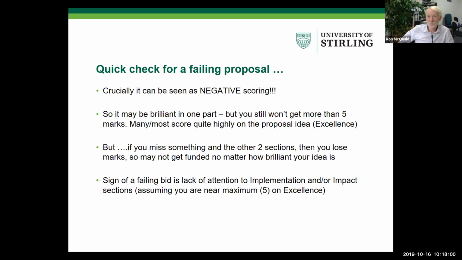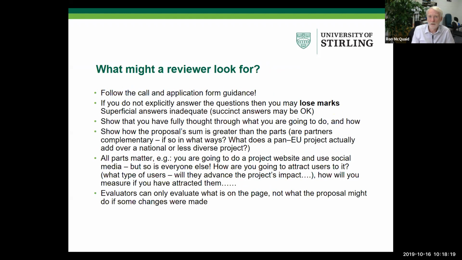And so no matter how brilliant you are in your proposal, if you lose too many marks in the other 2 sections, you're out. So a sure sign of a failing bid is a lack of attention to implementation or impact sections, even assuming you're getting a maximum of 5 on your excellence. What might a reviewer look for then? Well, you follow the call on the application form guidance. That's what they really are focusing on a lot.